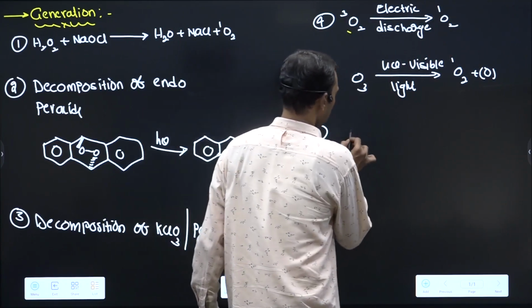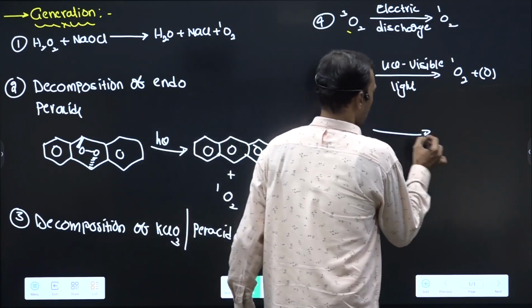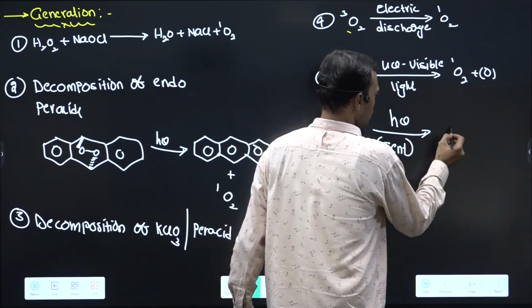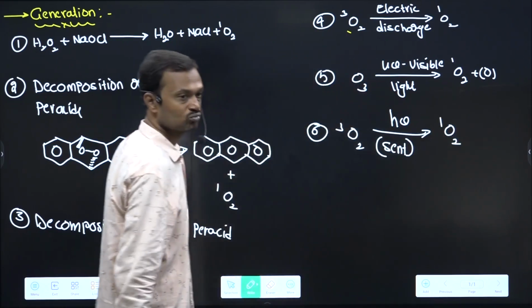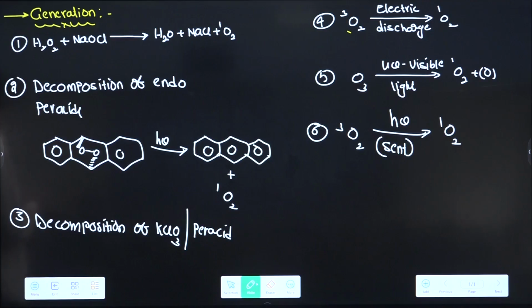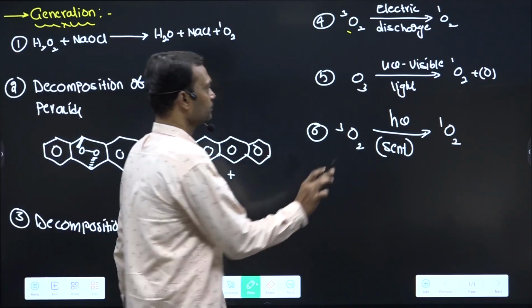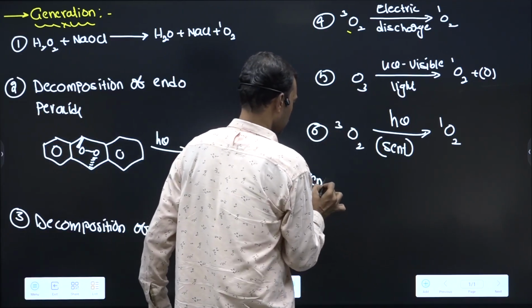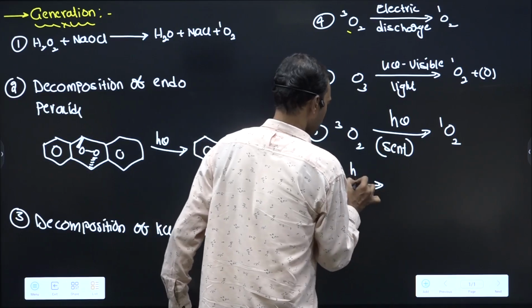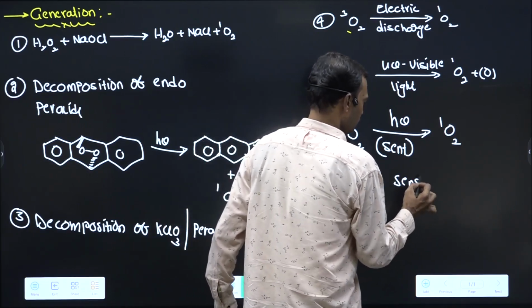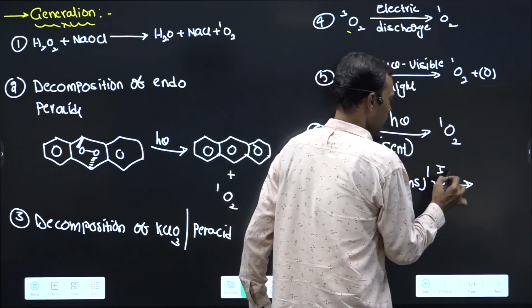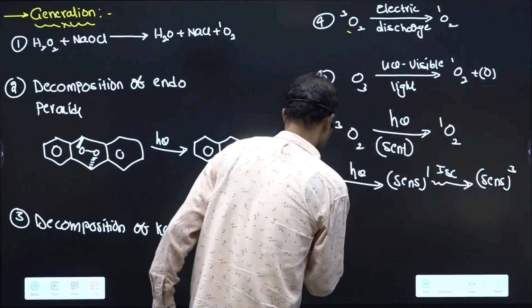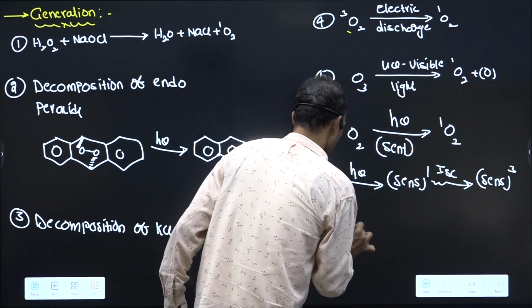Then this is the last method: molecular oxygen exposed to light in the presence of a sensitizer. That is responsible to give singlet. Photosensitization is also possible. Singlet can be prepared by using triplet oxygen. Sensitizer at S0, photochemical excitation gives singlet sensitizer. Intersystem crossing gives triplet sensitizer. The triplet sensitizer combines with triplet oxygen.